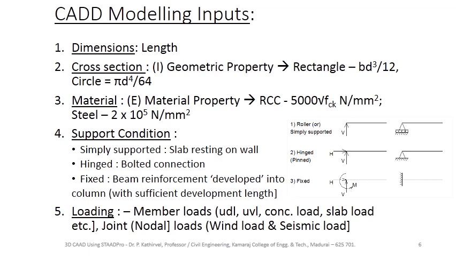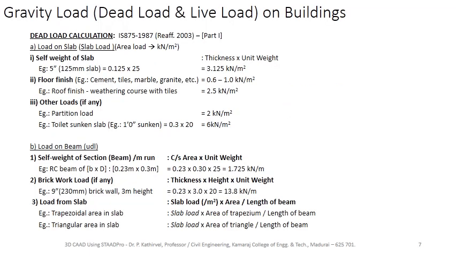And then the fifth stage is loading, where member loads can be given as uniformly distributed loads, uniformly varying loads, concentrated loads, floor loads, etc. And joint loads, which are the nodal loads, given as wind load and seismic loads. Gravity load includes the dead load and live load on a building or any structure.